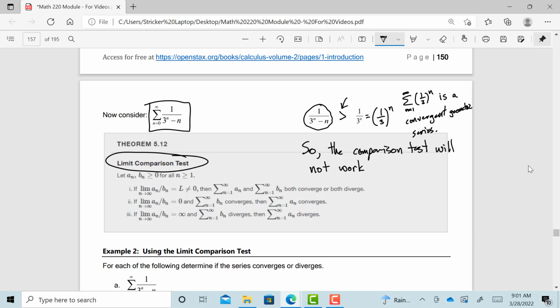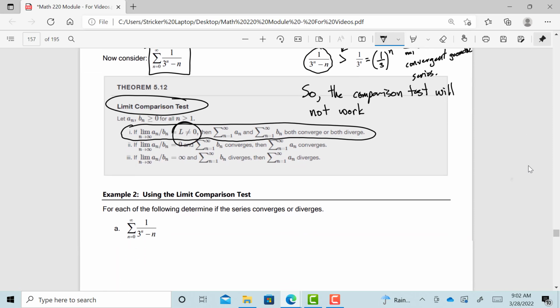With the limit comparison test, we still use the series that we have, and then we compare that to something that we know. This has three parts, but the one I almost always use is just that first one. What you do is take a ratio of a sub n over b sub n. You just divide them, and take the limit of that as n approaches infinity, and as long as you get some limit that isn't 0, then either both series converge or both series diverge. So according to that, because 1 over 3 to the n is a convergent geometric series, as long as we get some constant that's not equal to 0, then the other series will also converge.